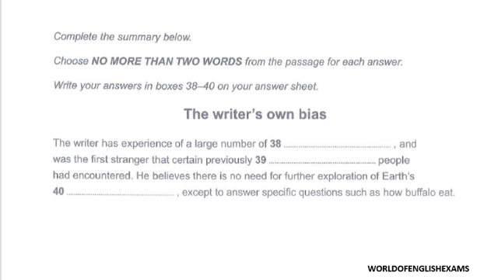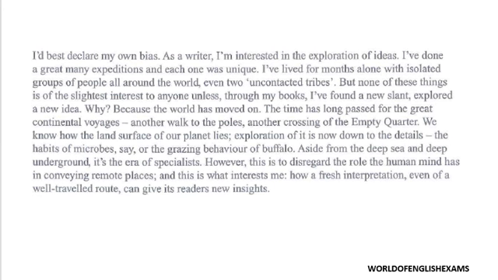So let's complete the summary, but here reading the instructions is the key. The instructions mention no more than 2 words. So your answer can be written in the form of a single word or a maximum of 2 words, but you should not write the third word. Otherwise, it would be a mistake. You can still write the answer in a single word. Please remember that. So the writer's own bias. Remember we read about this, guys. I would declare my own bias. So the answers for this summary completion would be found in this paragraph. This is how you have to finalize the paragraph before starting to read.